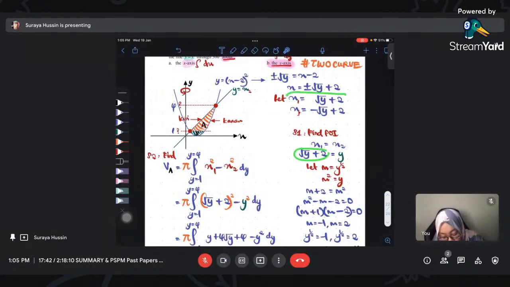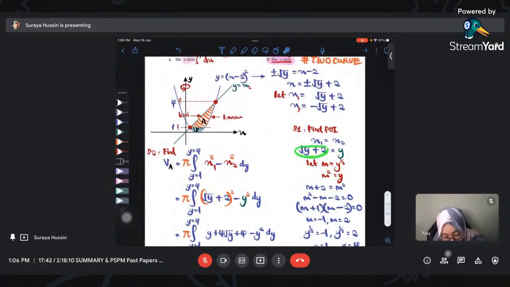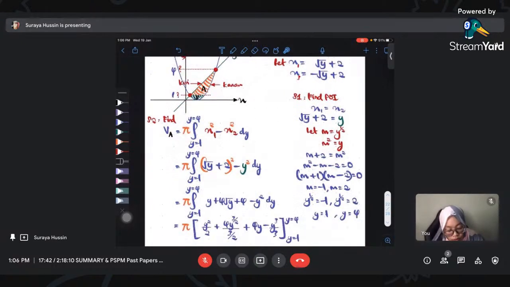Tapi mesti kamu tanya Miss, kenapa bila nak cari POI, Miss ambil yang positif punya. Miss ambil positif X, function X. Kenapa Miss tak ambil yang negative function X? Kenapa Miss tak ambil yang inilah? Senang cerita. Bukan saya tak nak ambil, boleh. Kalau saya ambil yang ini pun letak dekat sini, saya akan dapat jawapan yang sama juga. That is the miracle of maths. Okay, that is the miracle of maths where it's the same thing whether you pick the negative square root Y ataupun positive square root Y, sama je. Jawapan dia akan bagi kamu yang sama je. Tak percaya buat. Okay. So now our POI settle.